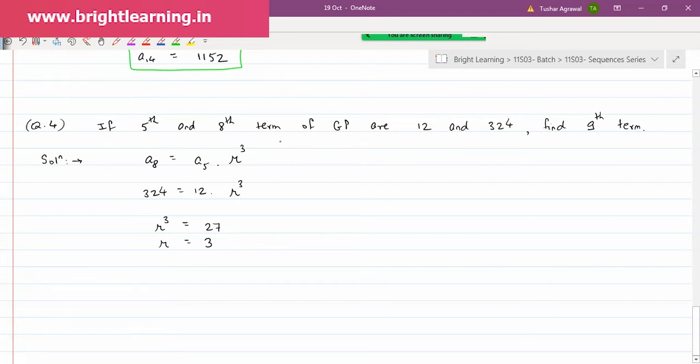And now the ninth term. Ninth term, how to calculate? From the eighth term only I will calculate. Ninth term is what? So A8 into r. A8 is given to me as 324 multiplied by r. So this turns out to be equal to 972.